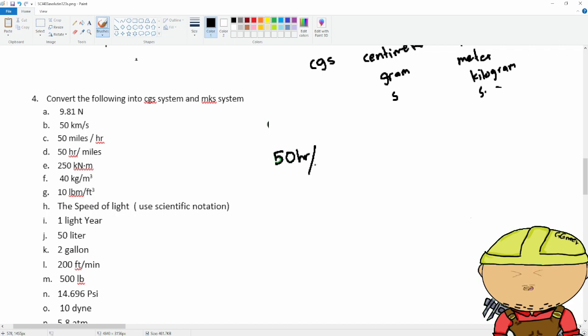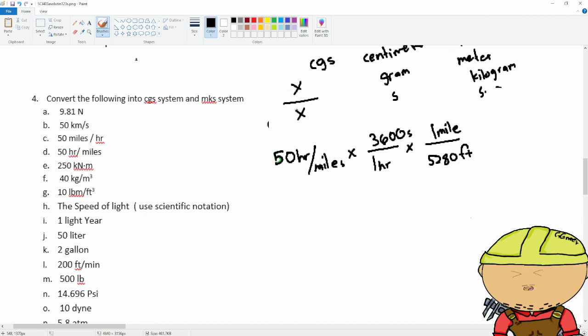50 miles per hour. Always remember what's in the numerator or denominator. If hour is at the top, 1 hour, 3,600 seconds at the top. Then miles is at the bottom, 1 mile at the top, 5,280 feet. It's just like variables when it comes to math. You can cancel units if the numerator and denominator have the same unit. Miles at the denominator, miles at the numerator.